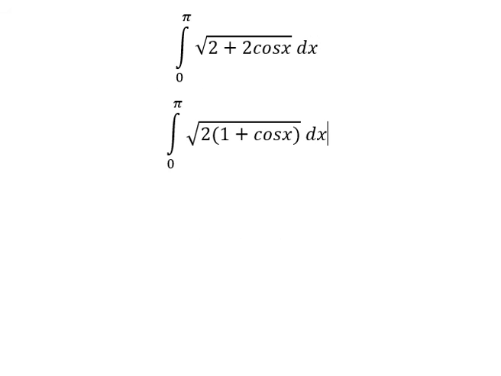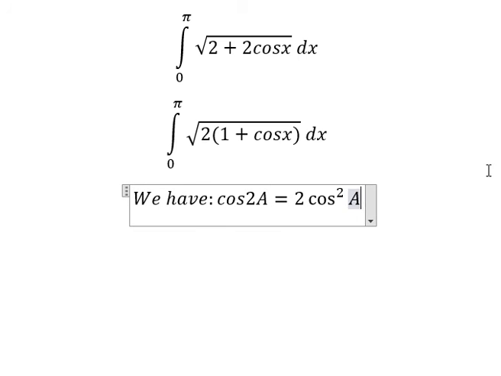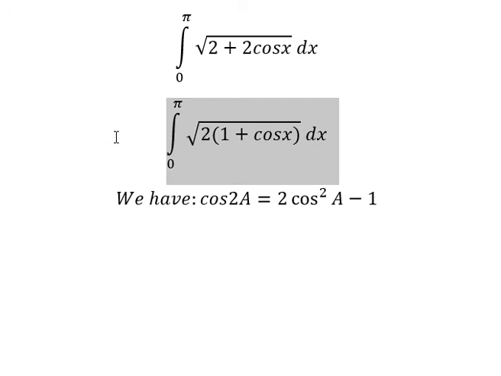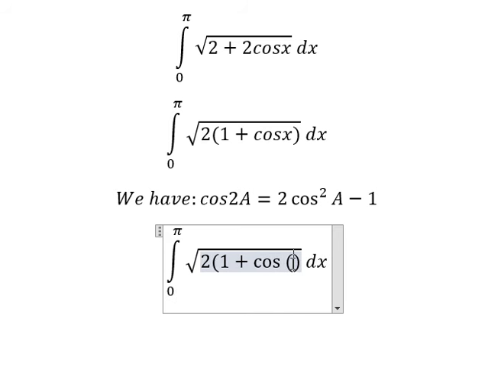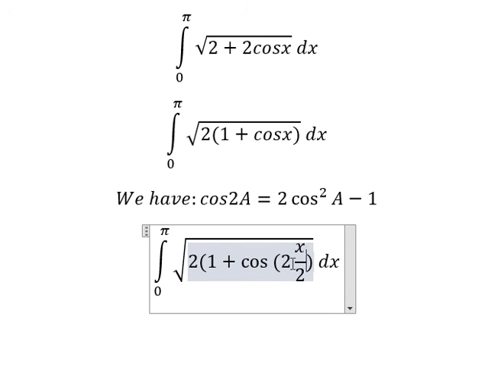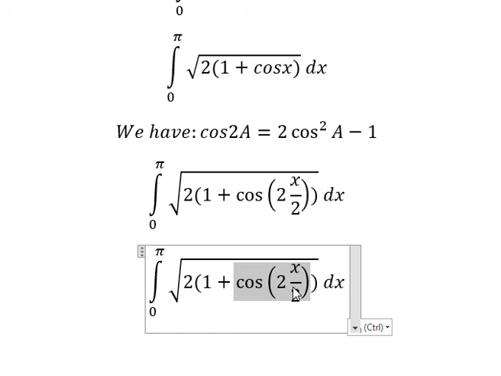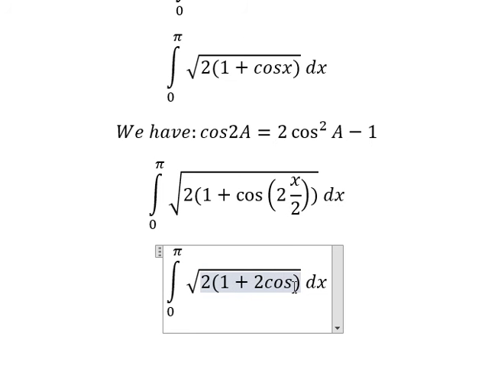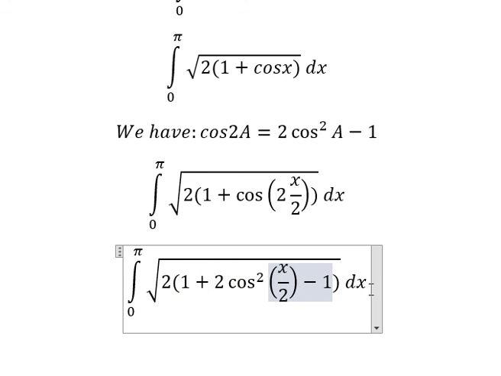Next, we have the formula in here. Cosine 2a equal to 2 cosine a squared minus 1. So, about cosine x, that's about number 2 multiplied by x over 2. So, we apply this formula in here, and we will have about 2 cosine x over 2 square minus number 1.